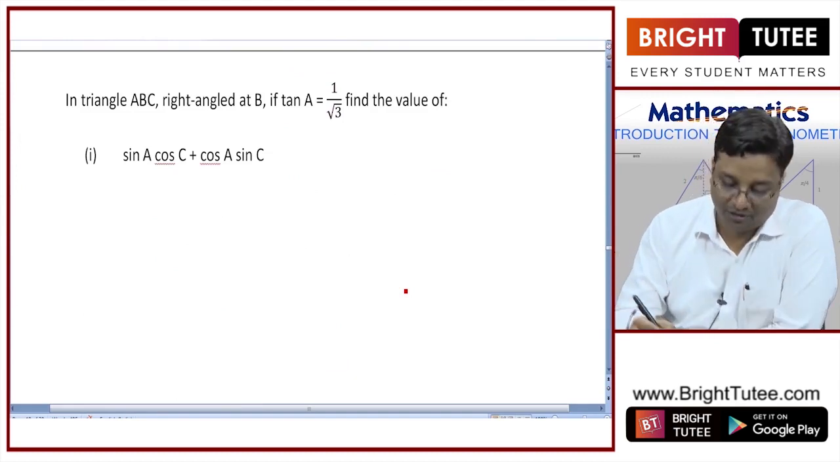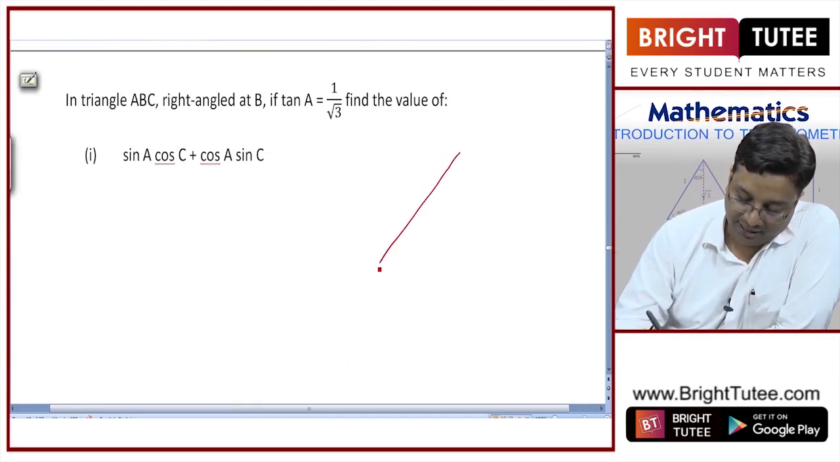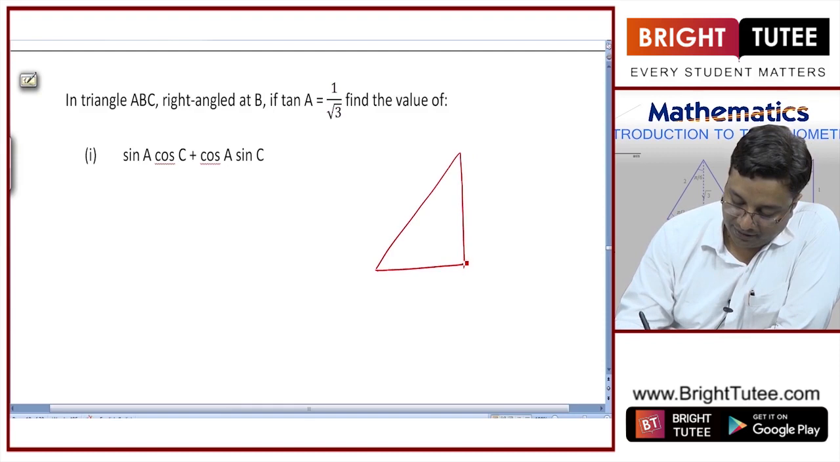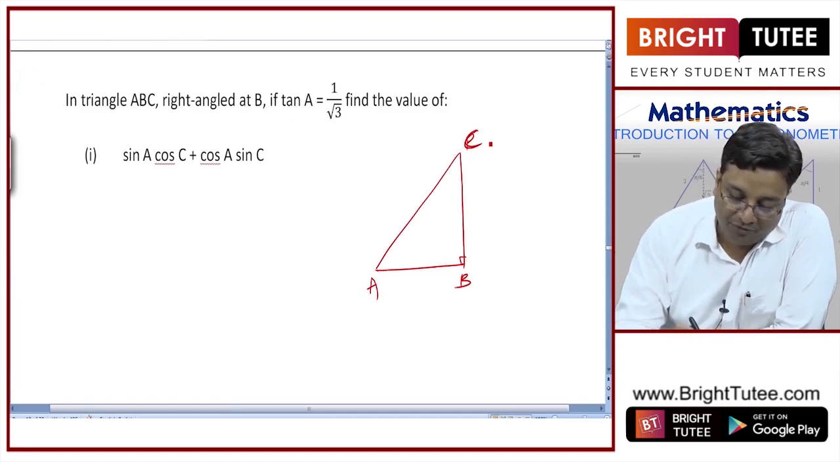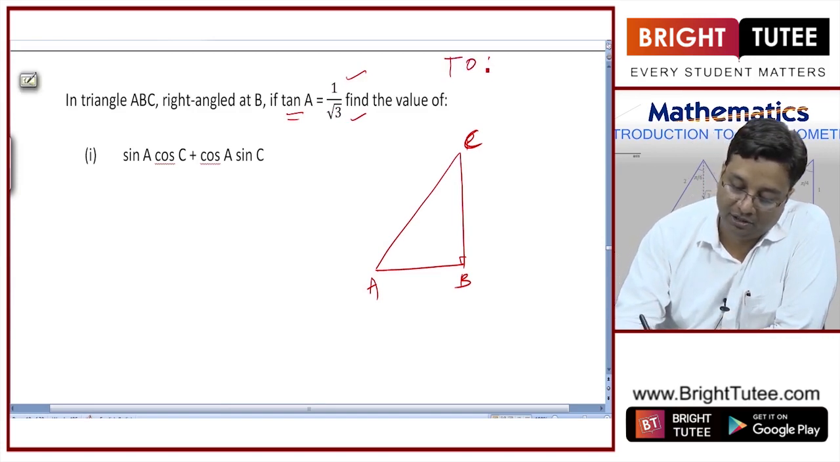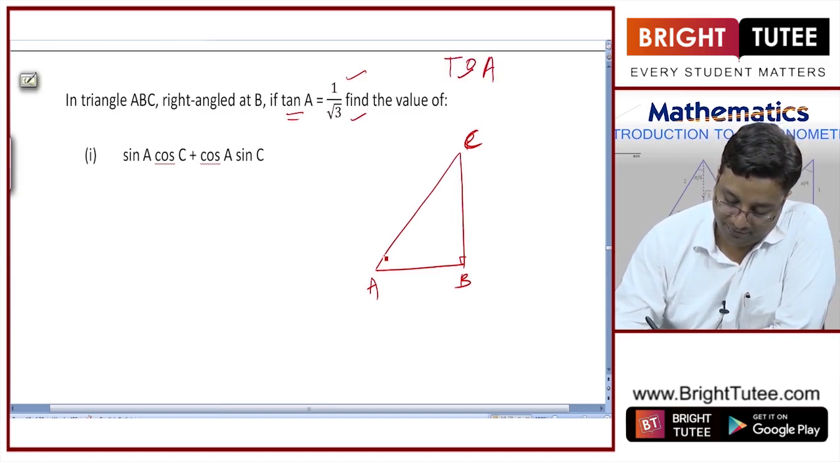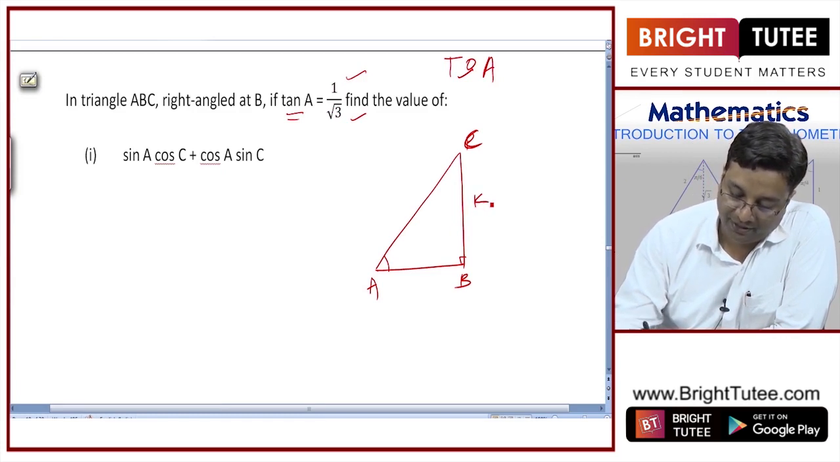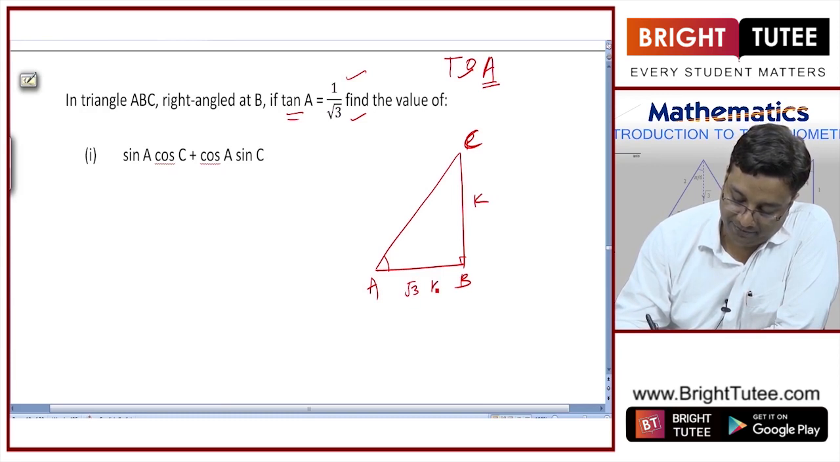This is again a similar question. There is a right angle triangle here. It is right angled at B, so let's name it as B. Let's take it as A and this as C. Tan of A is given as 1 by root 3. What is tan? TOA, opposite. What is opposite? This one is opposite. So let's take it as K. Adjacent, let's take it as root 3K.